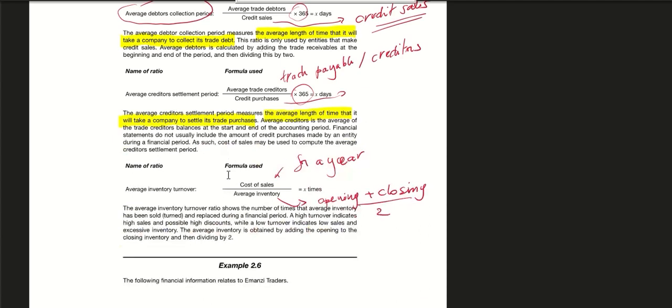Another one that is quite important is the average inventory turnover. How many times in a year does it take to turn or to sell our inventory? So we take the cost of sales, and we divide it by the average inventory. And again, the best way for you to remember this, to make it second nature to you, is by doing the exercises.